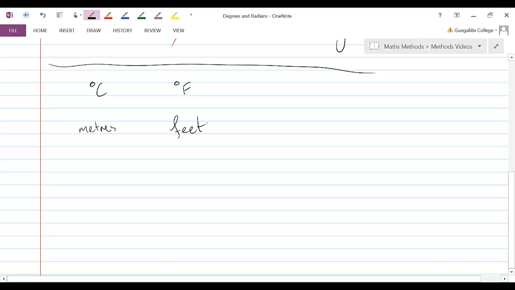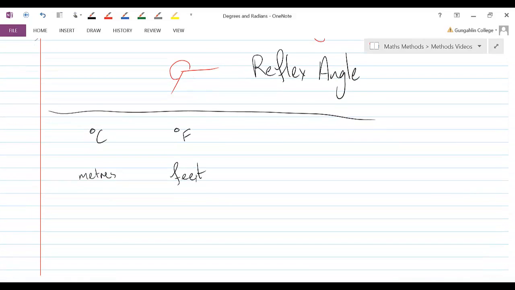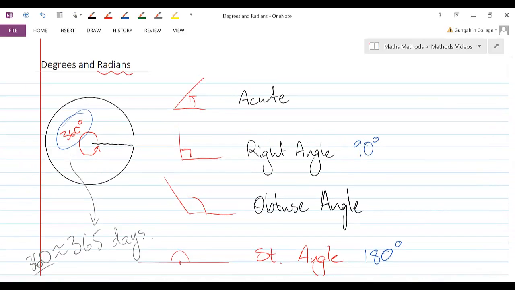Okay, so there's all these different measures that we can use, and we're used to dealing with different units in other areas of maths. Now we're going to look at a different unit of angle called the radian, and the radian is going to be a much more natural one for us to use when we are dealing with angles in maths.